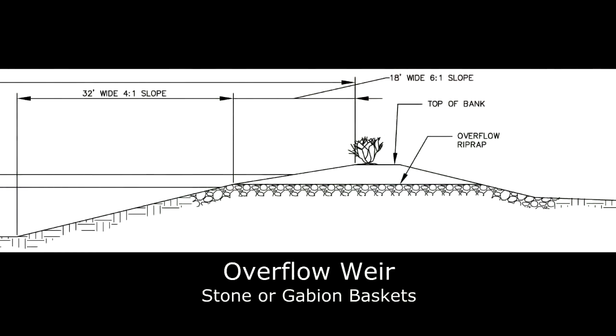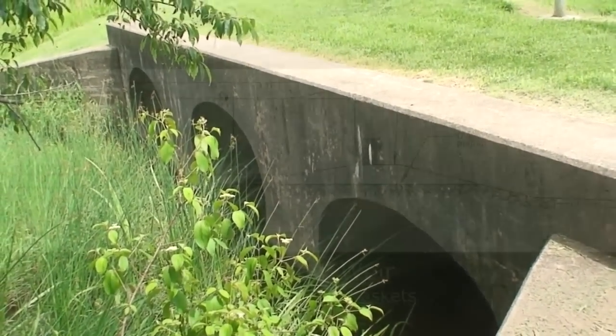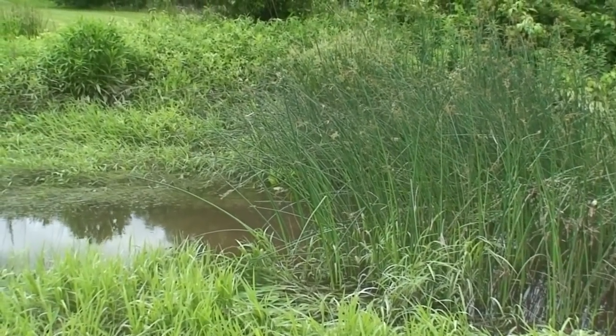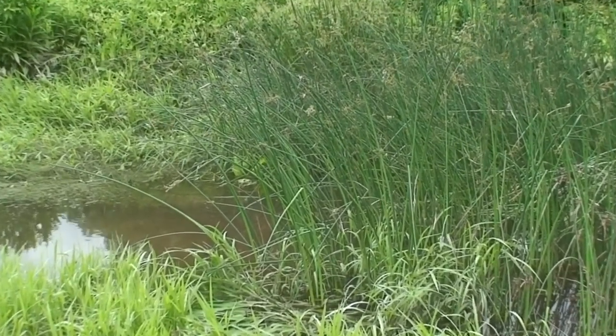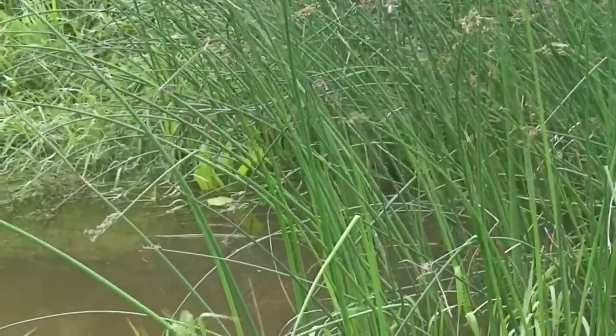There will also be a weir that will be constructed in front of these culverts behind me here, and this weir will be about 2 feet high, and it will be made of stone or gabion baskets. Now what this does, it provides water quality treatment by slowing the water down and allowing that water to stay in the wetlands longer. The longer that water stays in the wetlands, the more the biological plants can absorb the pollution. Also, it provides flood control.